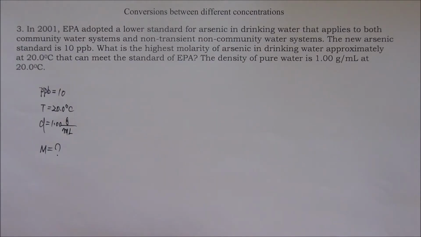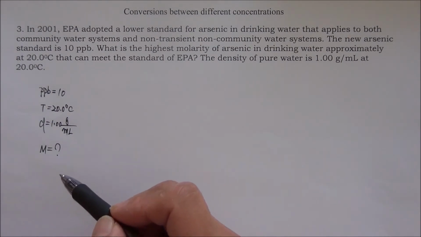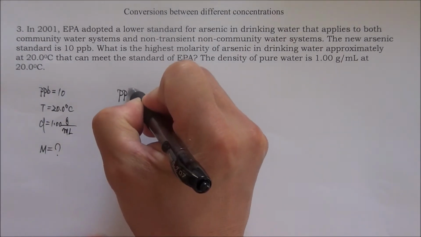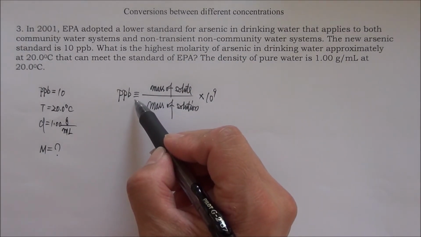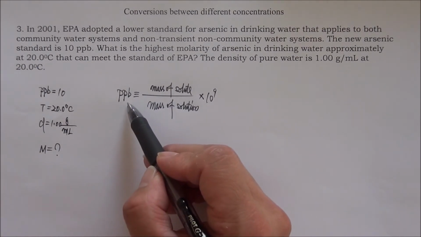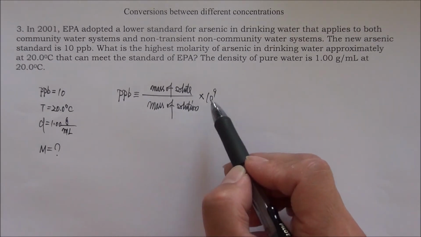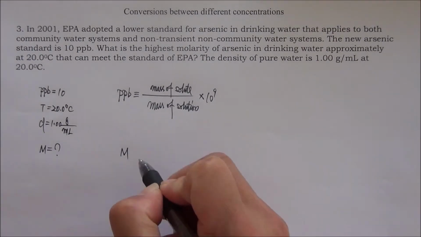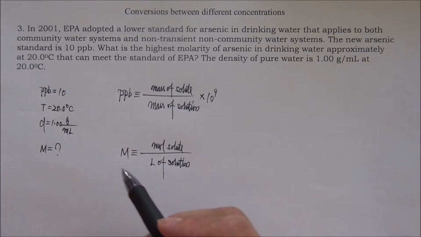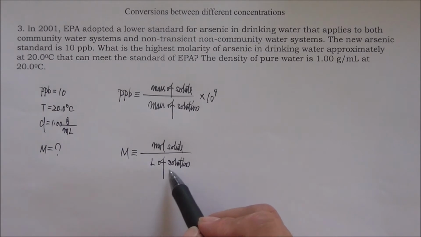Now let's conduct some analysis. Let's see what kind of calculations we need in order to calculate the molarity of this problem. The first thing we are looking at is the definition of ppb. I use 3 lines to represent that this is the definition. ppb is defined as the mass of the solute divided by the mass of the solution, multiplied by 10 to the 9th power. Let's look at the definition of molarity. Molarity is defined as the moles of the solute divided by the liters of the solution.